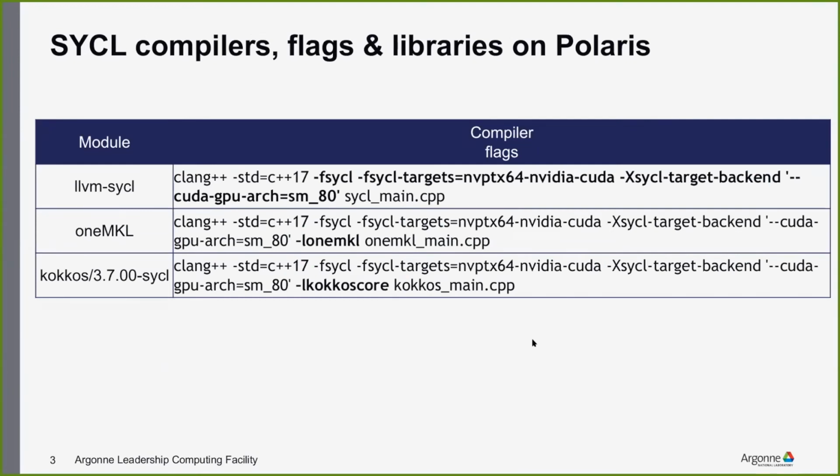The practical aspect here is that on Polaris, we have three important modules. One is LLVM SYCL, which provides the compilers, and I've shown here what the compiler flags look like. Second is the math libraries, because without them it would limit any practical use cases. OneMKL provides the necessary math libraries to use SYCL and offload to the NVIDIA GPUs hosted on Polaris. The third is the Kokkos programming model.